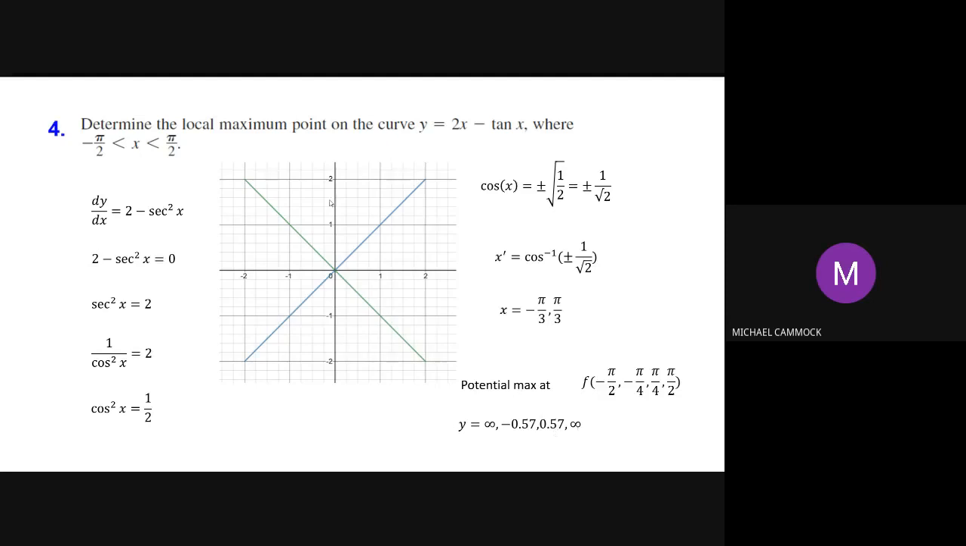Now, I cannot get a local max where the function doesn't exist. It's infinity. It's undefined at that point. So I'm not going to use the minus pi over 2 or the pi over 2. So it's going to be one of these that would be my answer. Since I want a max, it's going to be the positive 0.57. So my max point occurs at pi over 4, which is what gave me this, right? The pi over 4 is what gave me the 0.57. Pi over 4, positive 0.57. And that's it. That's all. I'm done.